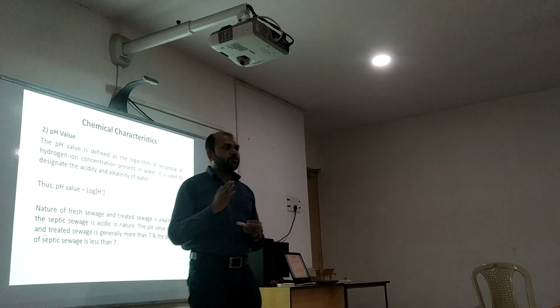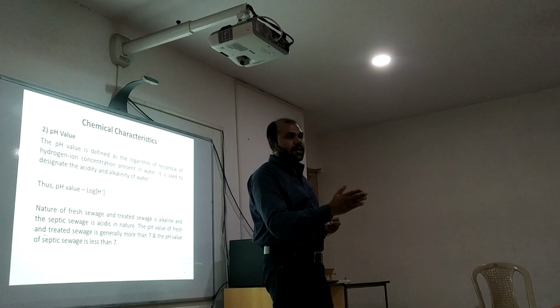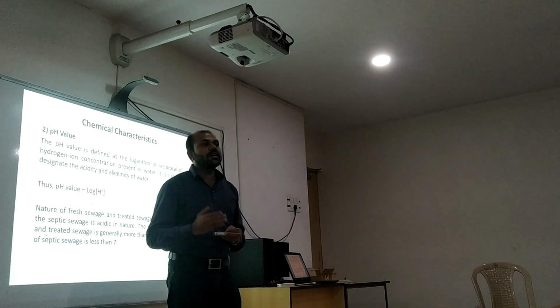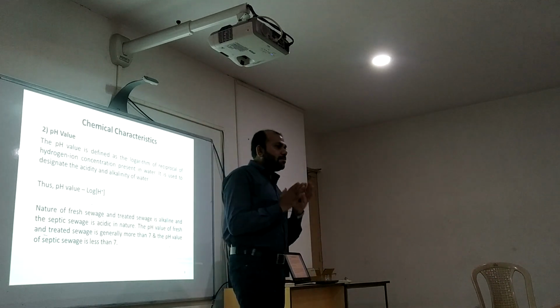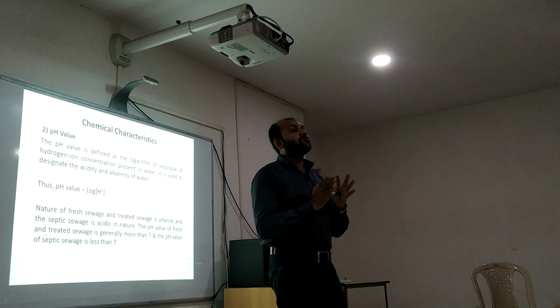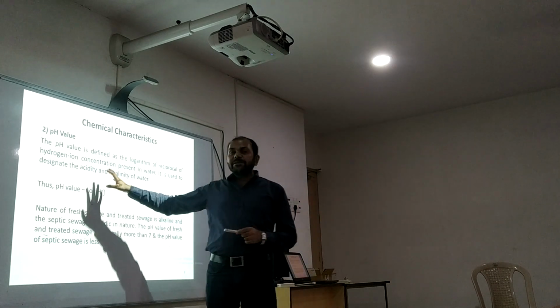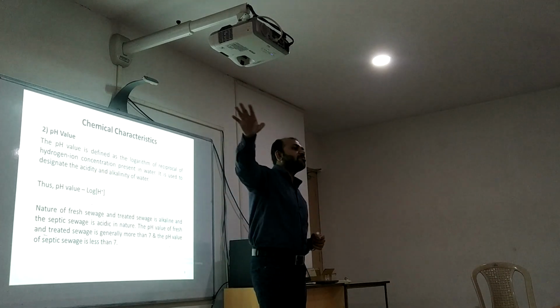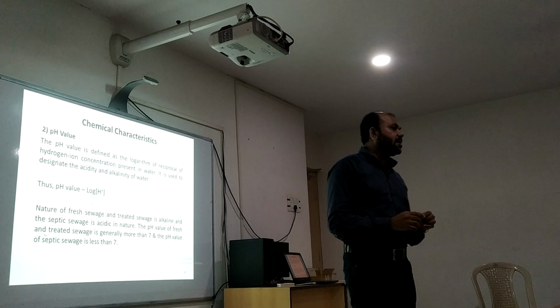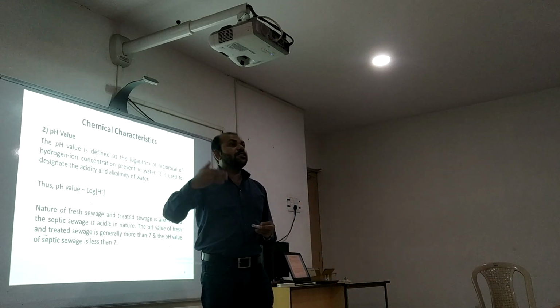7 is considered as neutral position. Below 7, okay, lesser the pH value, stronger is the acid, and above 7, higher the pH value, more strong is the alkali or the base. Okay, so we have a pH meter in our lab also. With the help of pH meter, digital pH meter, we find out what is the pH value.